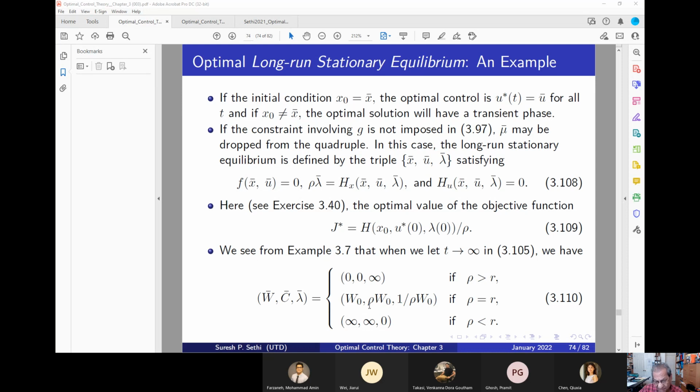And if rho equal to R, then we already told you your equilibrium will be W0, rho times W0, and 1 by rho W0. And so you are already in equilibrium right from the beginning. You have a constant wealth all the way to infinity. You consume rho times W0 all the way to infinity. And your lambda is 1 divided by rho all the way to infinity. You can sort of see that you only consume interest, because R equal to rho, and you never consume the initial wealth.